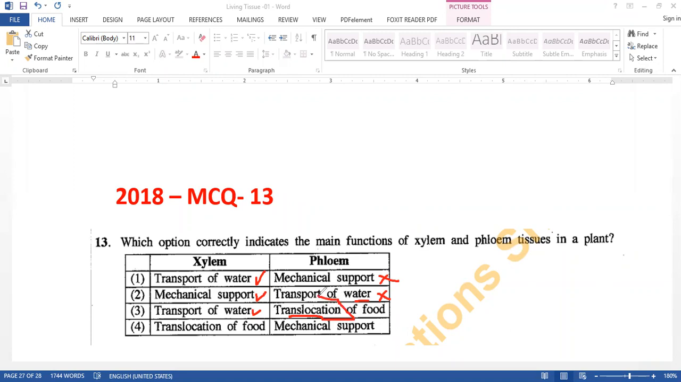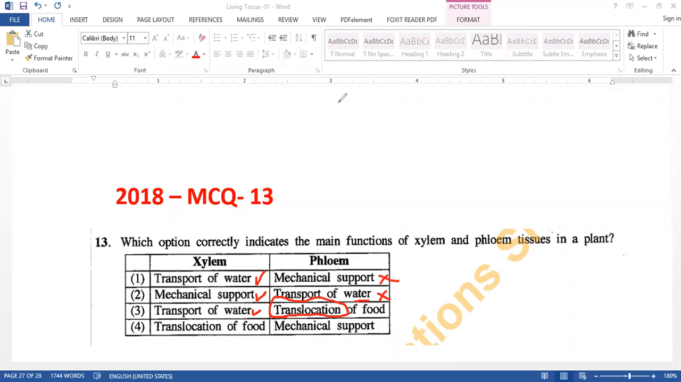The translocation. If you don't know this term, then you would stop at this one. What is translocation? I put that within a bracket. What is that? The movement of food particles through the phloem. So translocation means, simply I can say, the movement of food particles through the phloem.